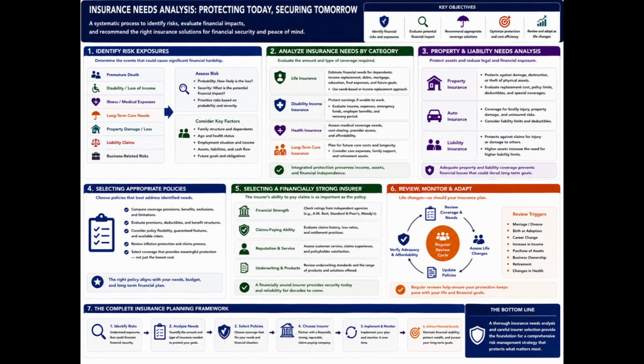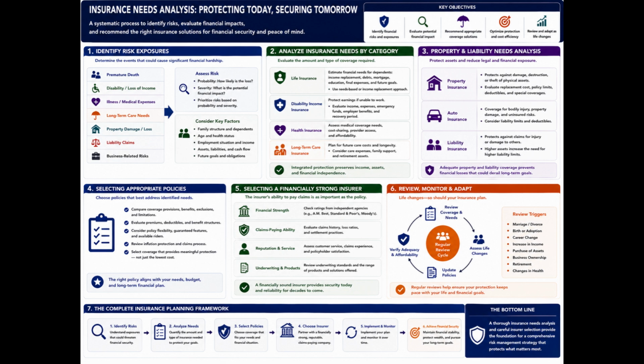Financial planners evaluate replacement costs, asset values, legal exposures, policy limits, deductibles, and potential liability risks. As personal wealth increases, liability protection often becomes increasingly important. Comprehensive property and liability coverage helps prevent significant financial losses that could otherwise threaten long-term financial security and undermine broader financial planning objectives. Once insurance needs have been identified, the next step is selecting appropriate policies.